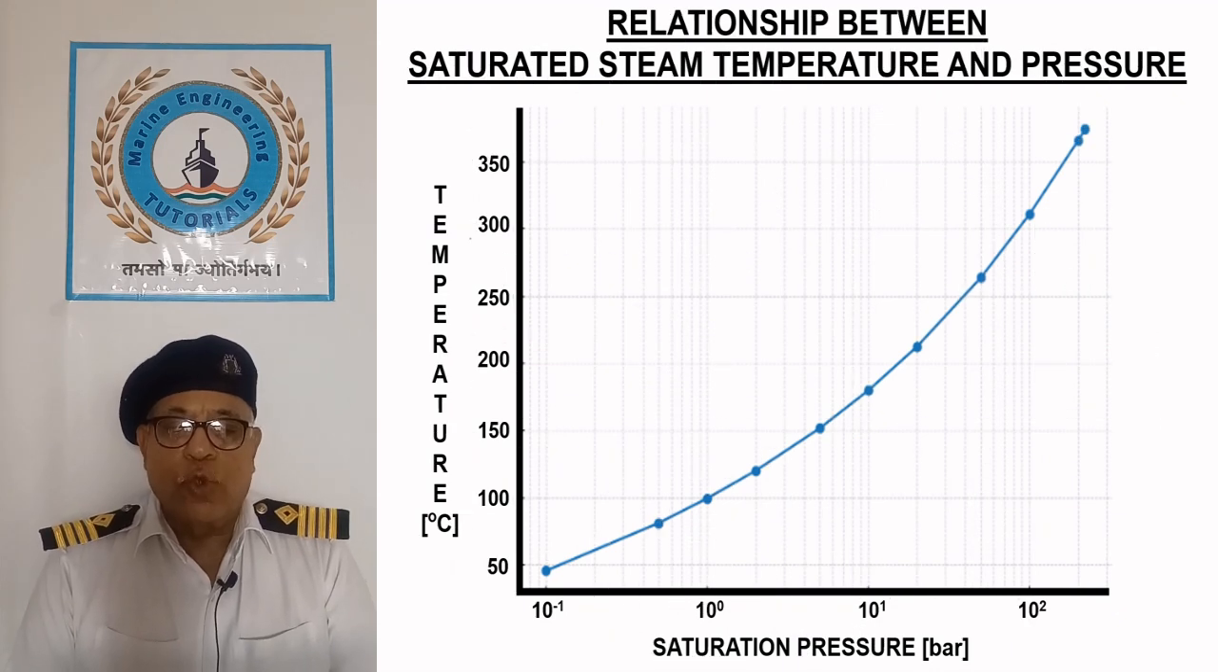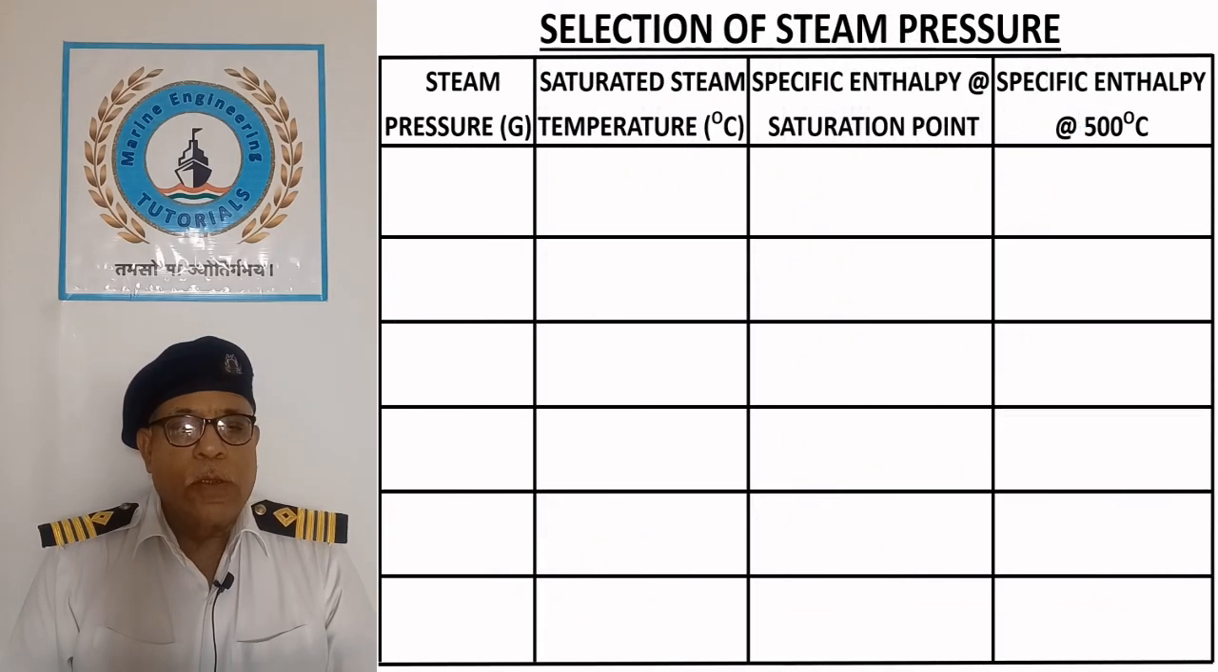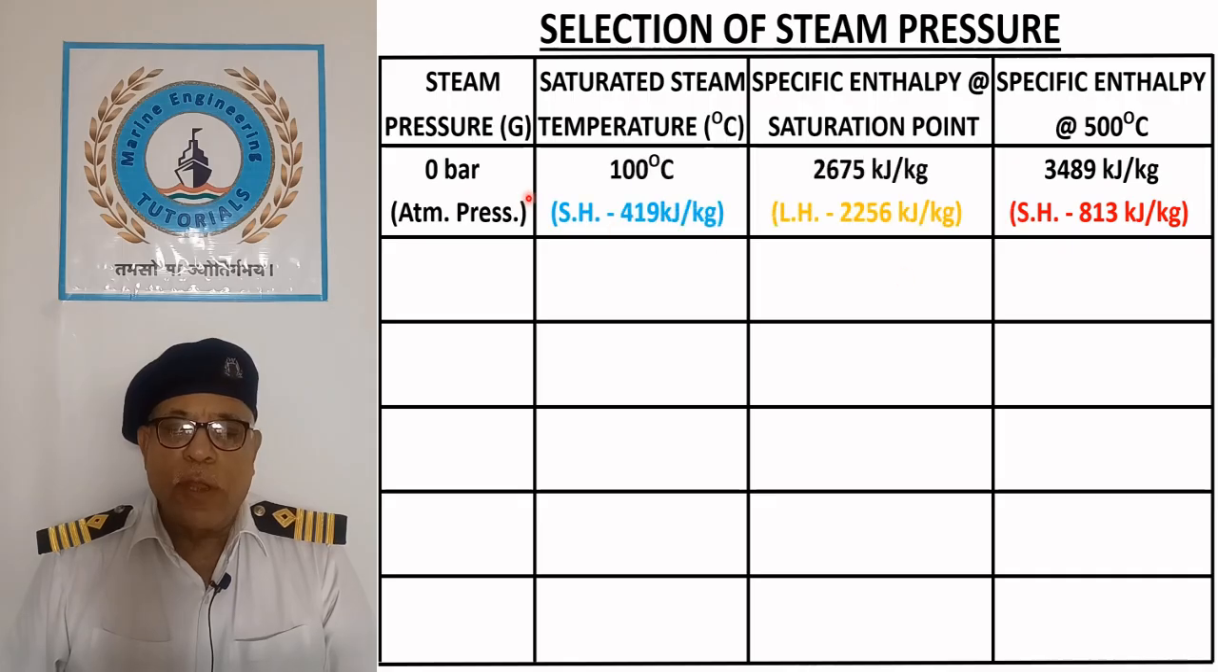This plot shows the variation of saturated steam temperature on the ordinate on linear scale with respect to its saturation pressure on the abscissa on the log scale. Selection of steam pressure. This table describes important steam pressures used on the ships. The data at atmospheric pressure is provided for comparison only.